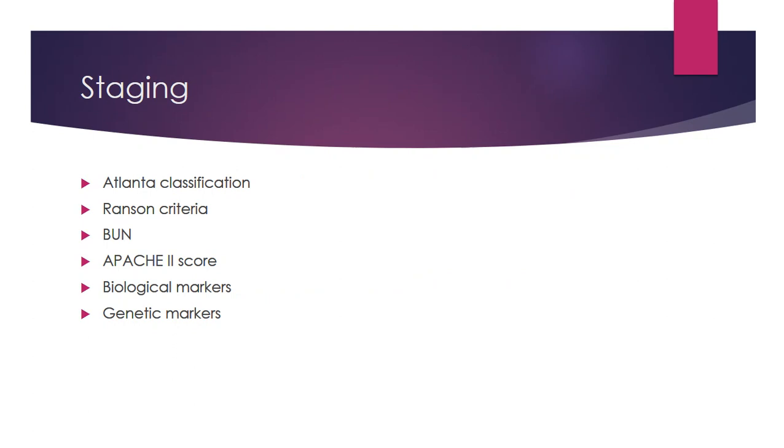Some words about the staging. Various scores have been used to predict the severity and outcome of acute pancreatitis, including Ranson, Acute Physiology and Chronic Health Evaluation, that's APACHE II, Glasgow, the IMRIE scoring, and each has advantages and disadvantages, and none is currently recognized as the criterion standard.